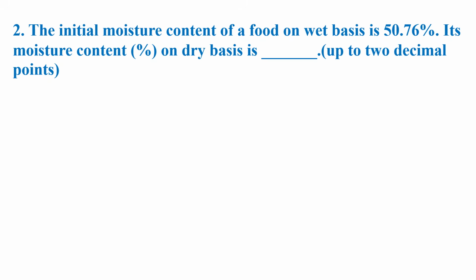Moisture content of a food on weight basis is 50.76%. Its moisture content on dry basis is how much? So we have to convert moisture content from wet basis to dry basis. So the formula is moisture content on dry basis is moisture content wet basis divided by 100 minus moisture content wet basis, into 100.